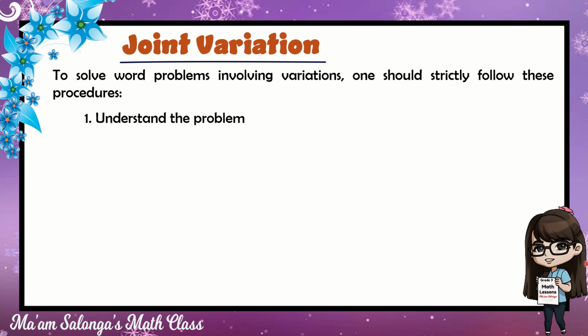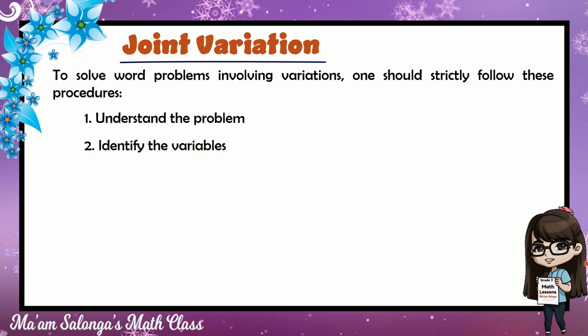Number 1. Understand the problem. Read the problem carefully to identify variables in bold. Pay attention to the relationships between the variables. Determine if the problem indeed describes a joint variation relationship.